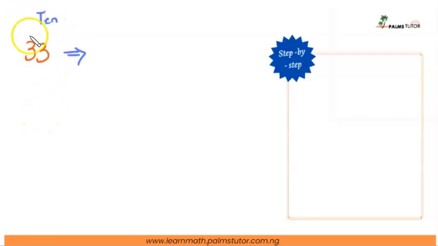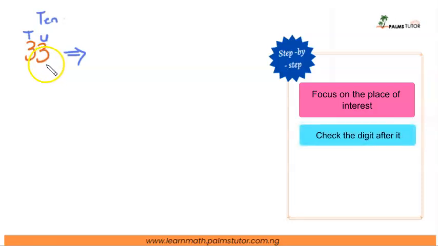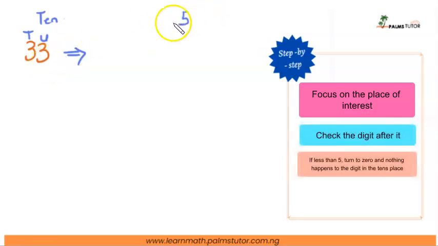First thing to do, look at the place you're concerned about. This is units and this is tens. So I'm concerned about this one. Now, two things would happen. Look at the digit immediately after it. That's 3, right? Is it 5 or more, or less than 5? If it is less than 5, it becomes 0, and then nothing happens to the place that you are rounding. So just looking at it, you know that the 3 tends to remain the same, but 3 units would have to go because it is less than 5 and then it becomes 0.